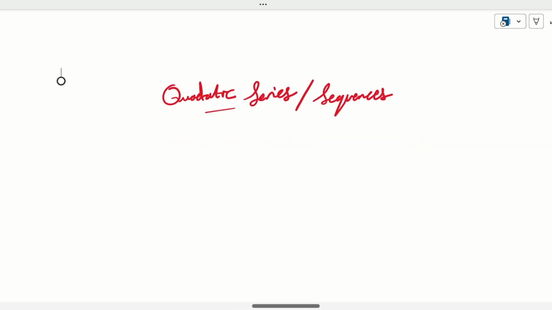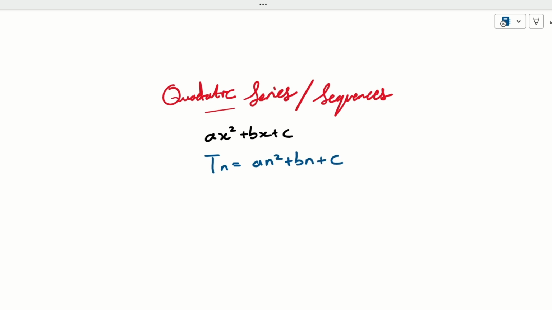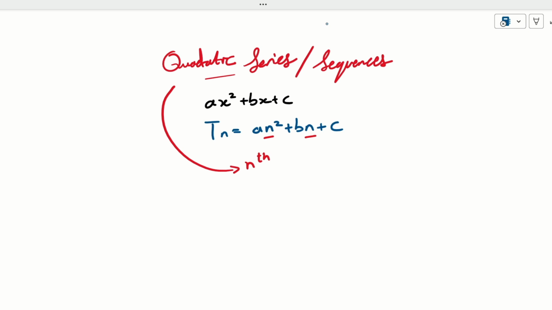The quadratic series is the same as the quadratic equation, ax squared plus bx plus c. The quadratic series formula is an squared plus bn plus c. The only difference is we've got n in the place of x. n is the nth term of the quadratic series. So we have our first term, second term, third term, and fourth term. And this goes on to infinity.